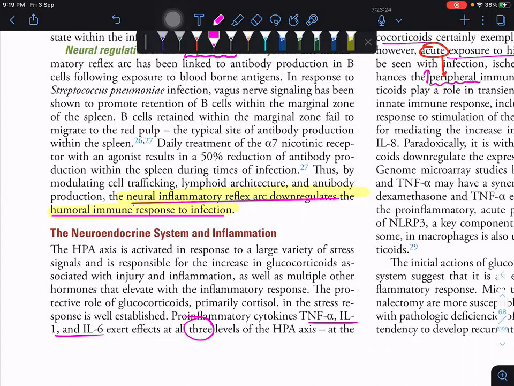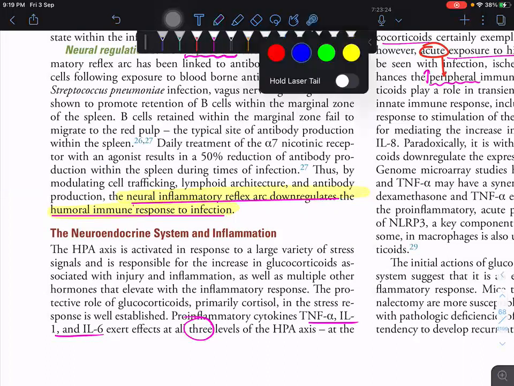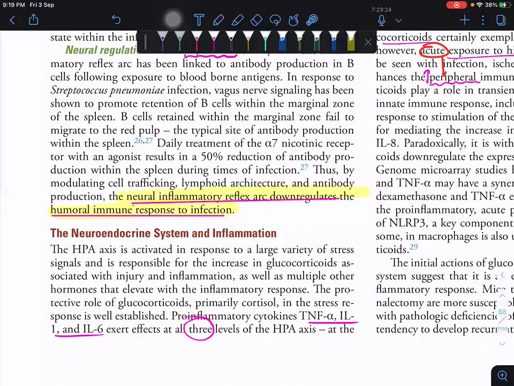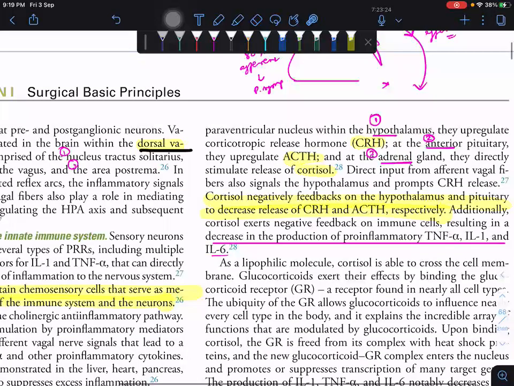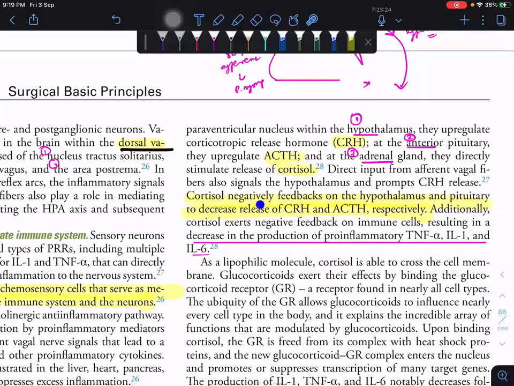So the next thing is the neuroendocrine system and inflammation. The cytokines TNF alpha, IL-1, and IL-6 exert effects at three levels of the HPA axis: hypothalamus, anterior pituitary, and adrenal gland. We already know CRH will stimulate ACTH. The ACTH will stimulate cortisol, releasing and producing glucocorticoids. Okay, this cortisol negatively feeds back on the hypothalamus and pituitary, decreasing the release of CRH and ACTH. That negative feedback loop is already present.